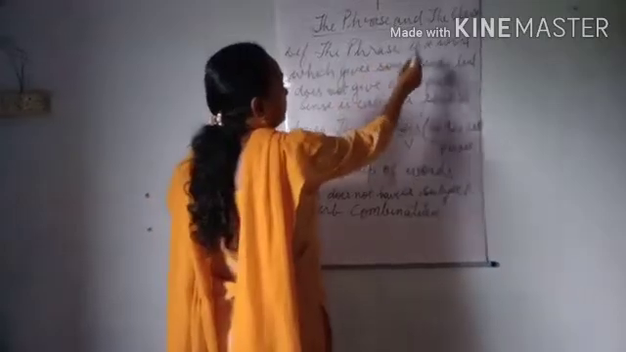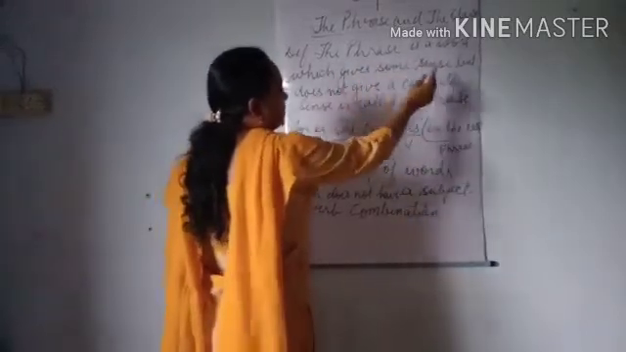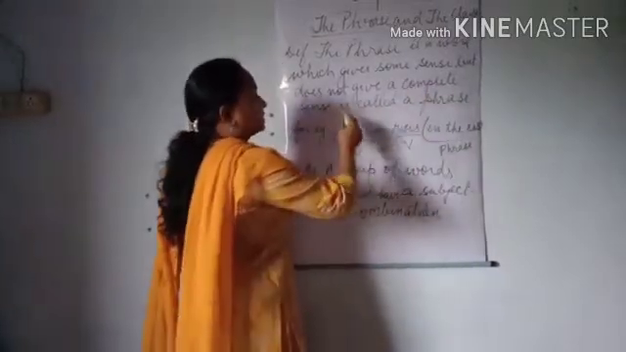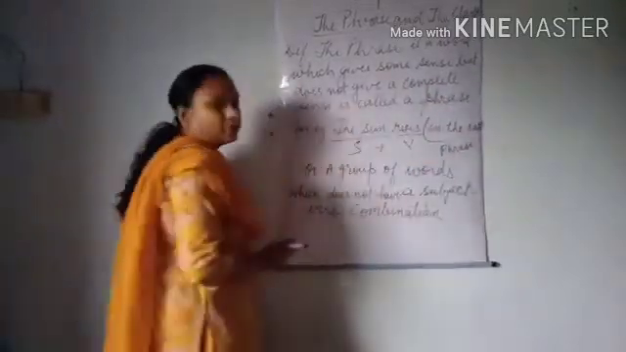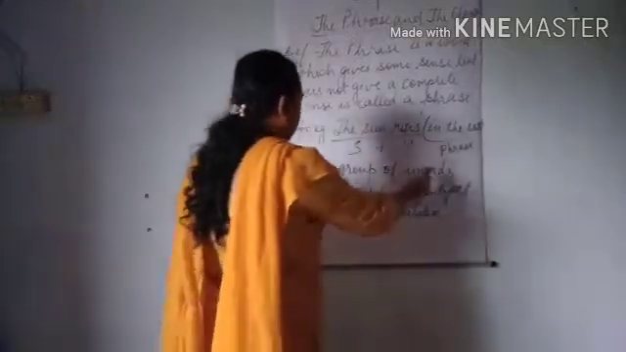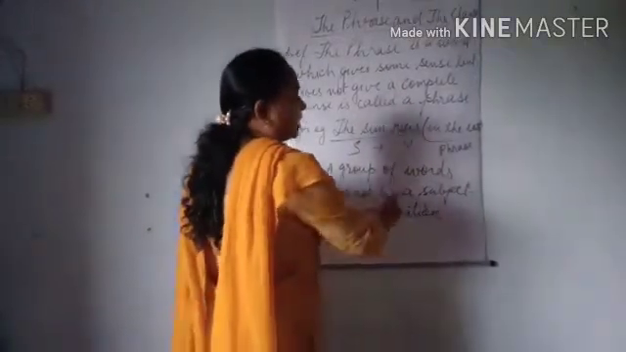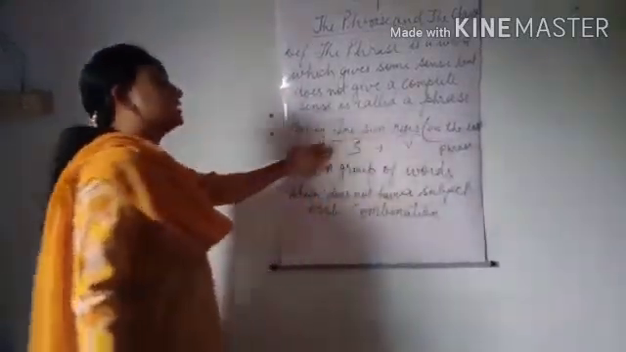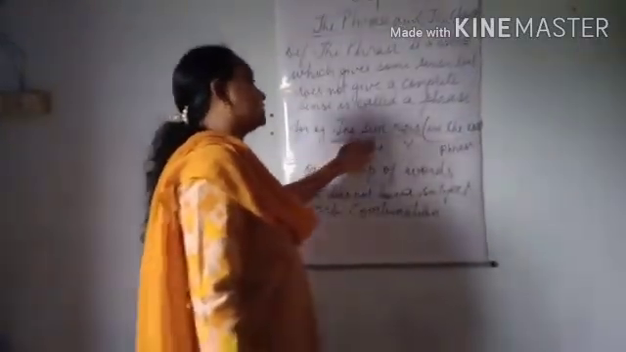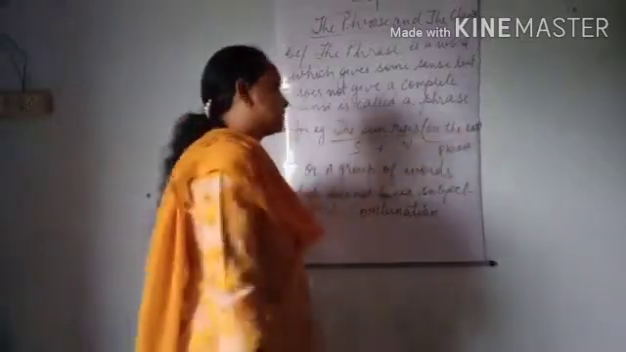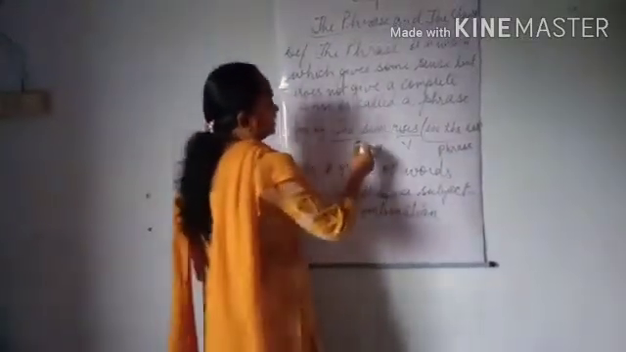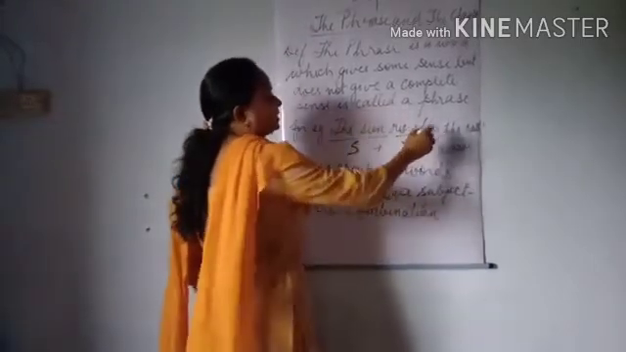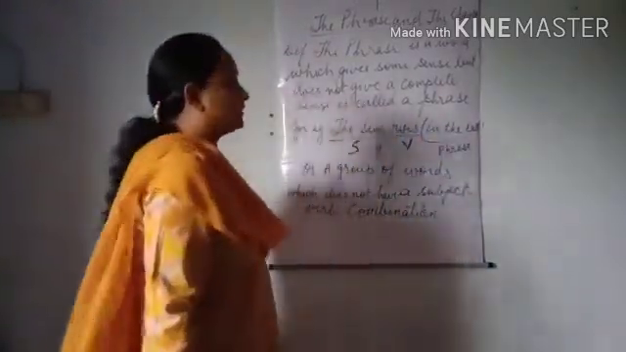A phrase is a word or group of words which gives some sense but does not give a complete sense. Or you can say a group of words which does not have a subject-verb combination. You can see the example over here. The sun rises in the east. Here sun is the subject, rises is the verb, and in the east is the phrase.